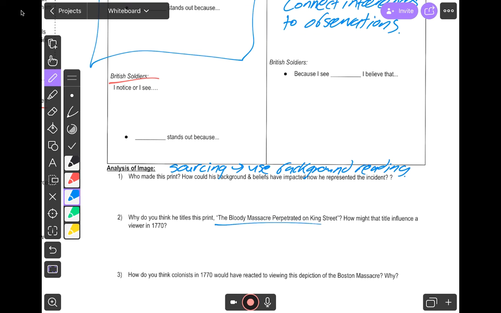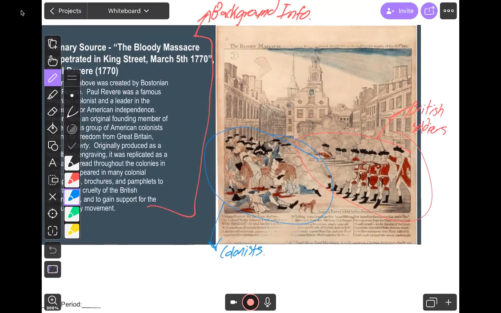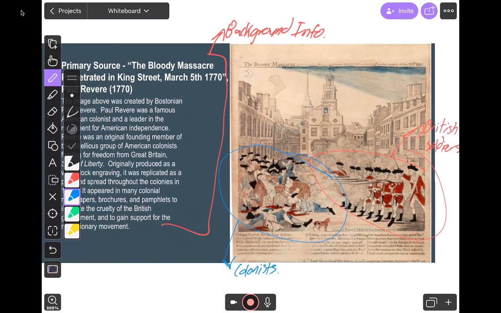And then, once again, you're putting yourselves in the shoes of the colonists in 1770, and you're trying to think, how would you react seeing this print of the Boston Massacre? As a colonist, what might your feelings be? What might your emotions be? How might you feel towards the British as a result of this print? So we need to make sure that everything we're doing on this second page is based on this image that is included in the PowerPoint. Our observations should be drawn from that. Our inferences should be drawn from that. And then those analysis questions match up as well.